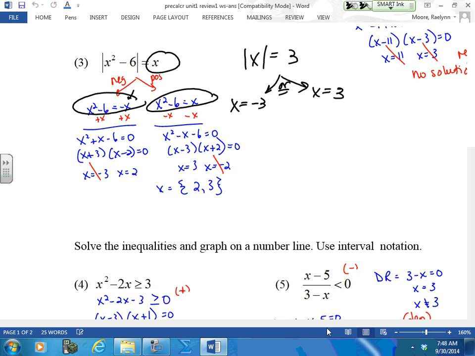Just because the answer is negative doesn't mean it's going to be rejected. It just so happens the two negatives in here were rejected because the absolute value is all by itself over here. If any absolute value is equal to a negative, not going to happen. So that's why your negatives were automatically rejected. But if there's anything else there, if there's x plus 2, you have to make sure you check it.